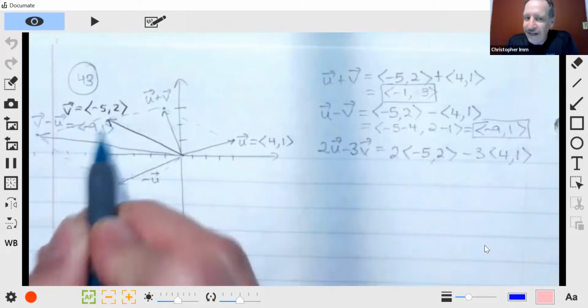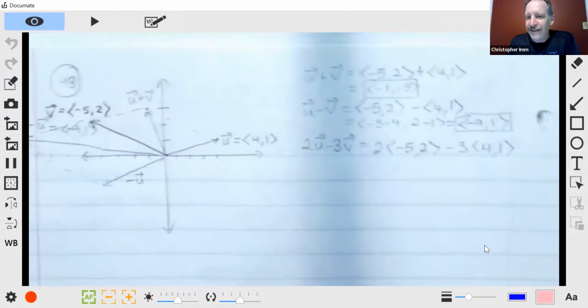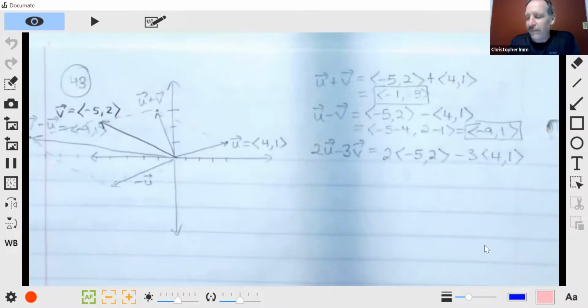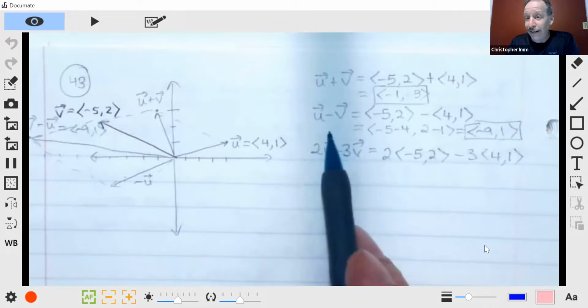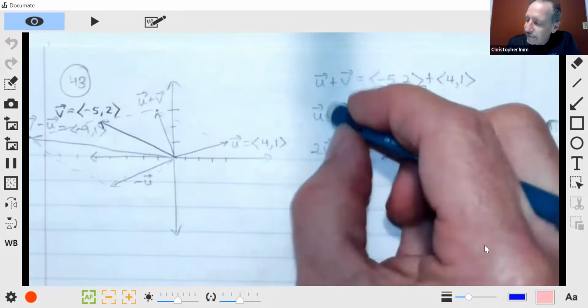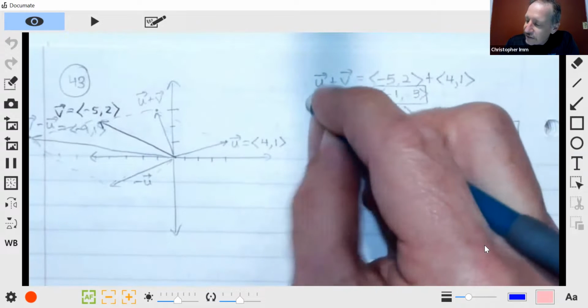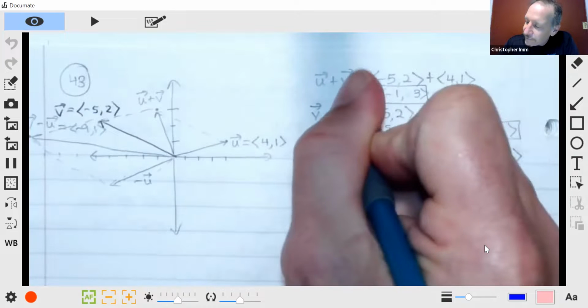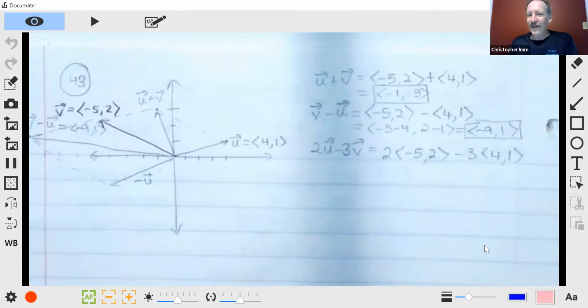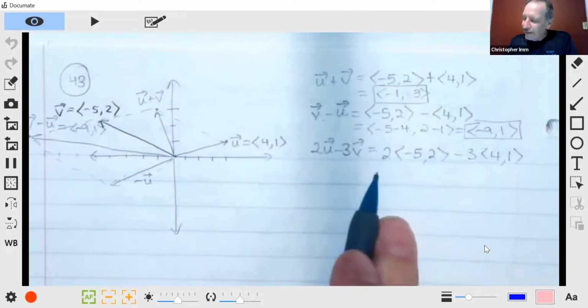My mistake here is actually going to tell us something else. When we're subtracting vectors, it's not commutative. So I need to be super careful, and I need to say, all right, this was actually v minus u. Okay, let's try this one again.